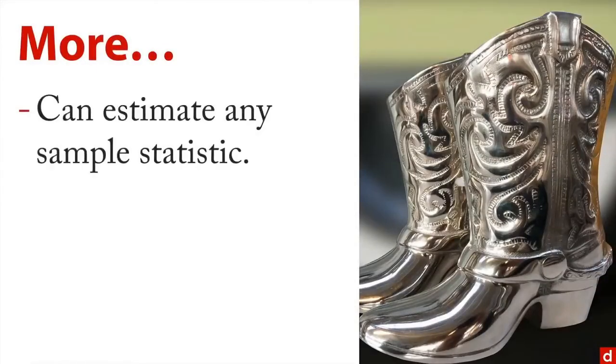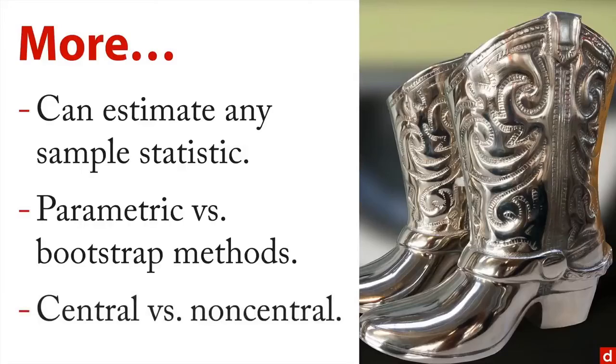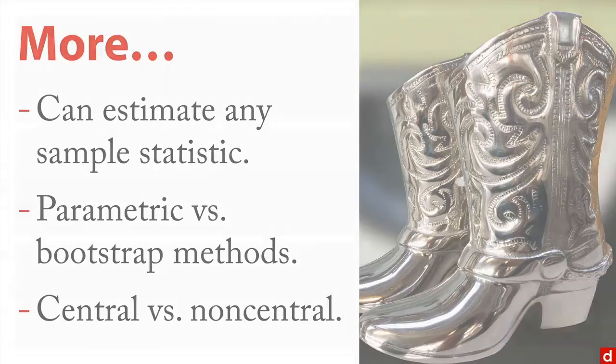Now, I like to think of this as an ability to estimate any sample statistic, and there's a few different versions. We have parametric versions of estimation and bootstrap versions. That's why I got the boots here. And that's where you just kind of randomly sample from the data in an effort to get an idea of the variability. You can also have what are called central versus non-central confidence intervals in estimation, but we're not going to deal with those. Now, there are 3 general steps to this.